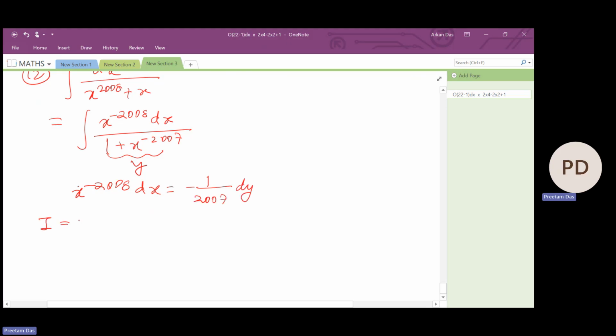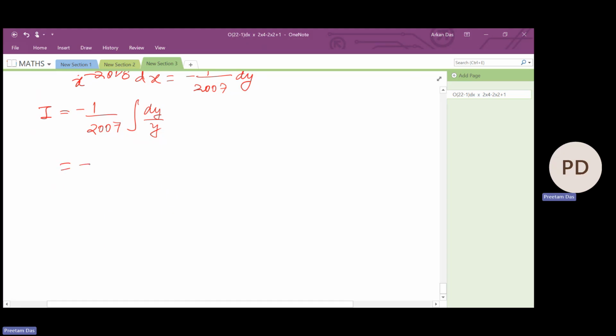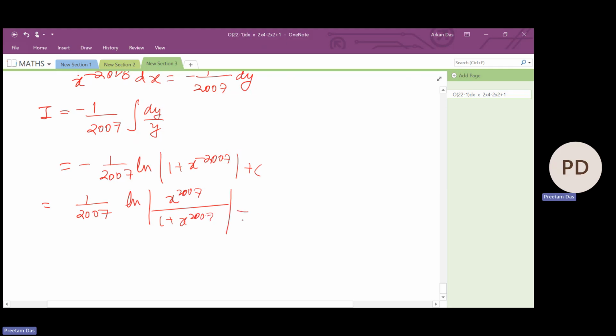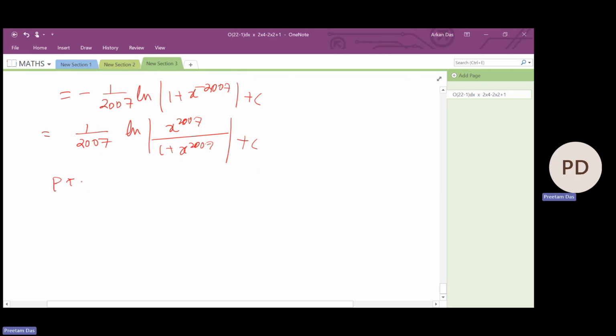So what is I? Minus 1 by 2007 integration dy over y. So minus 1 by 2007 ln mod 1 plus x raised to minus 2007 plus c. Simplify it a little bit. We will get x raised to 2007 over 1 plus x raised to 2007. So according to this question, if you match all the values, p plus q plus r, all of them are the same. 2007 cross 3 multiplied by 36021. Option C.